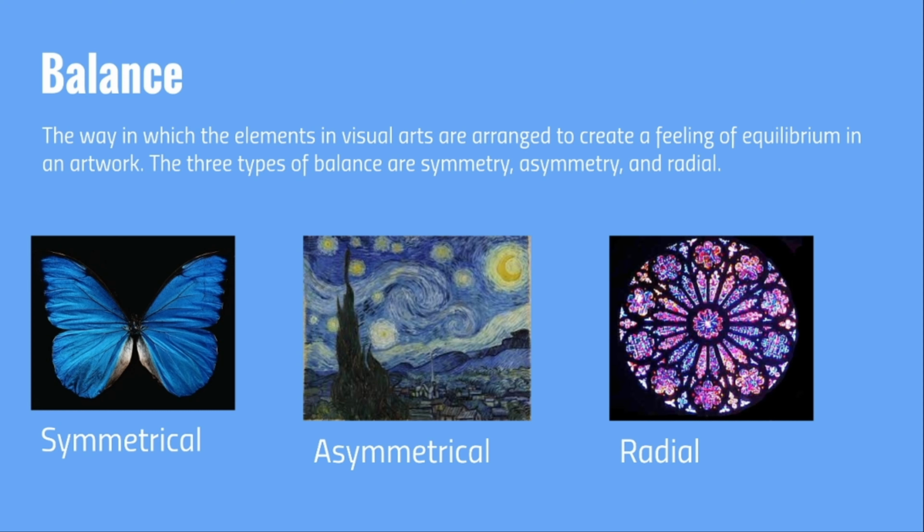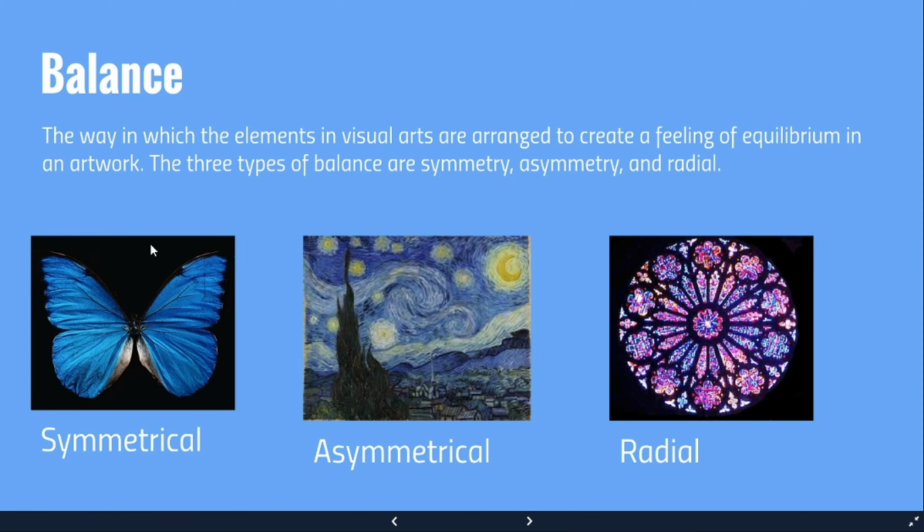Now, what I have under symmetrical is a butterfly. It is perfectly within its frame. It is even on both sides. It doesn't mean that the butterfly is symmetrical. It means that basically, if you were to cut this in half, there's about equal amount of butterfly on each side.